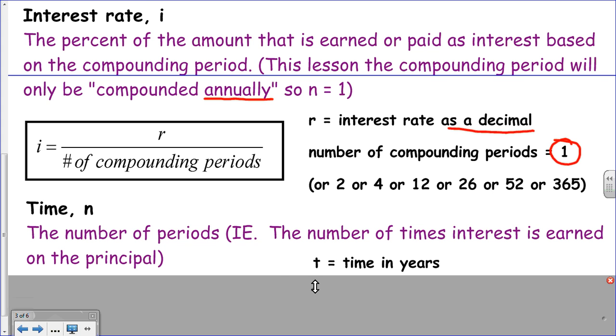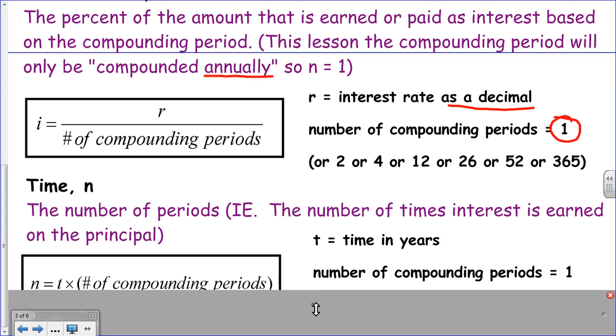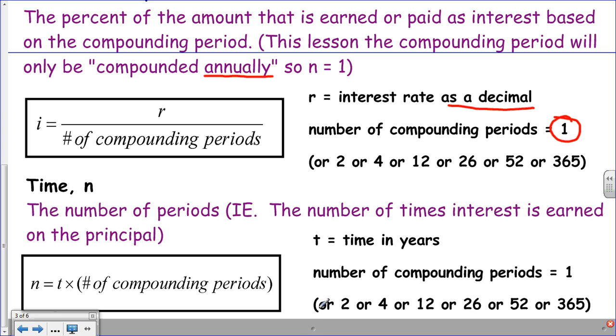Next is time, which we're going to use n instead of t, because n is going to represent the number of periods, that number of times you get interest in a year. So time here is in years, just like in simple interest. And then you multiply that again by the number of compounding periods. For today, our number of compounding periods is just 1. However, it could be 1, 2, 4, 12, 26, 52, or 365.